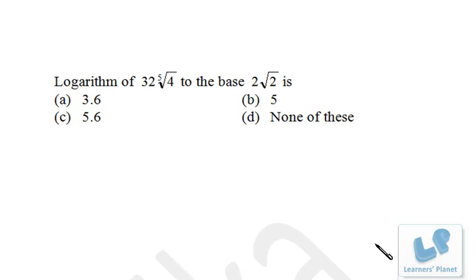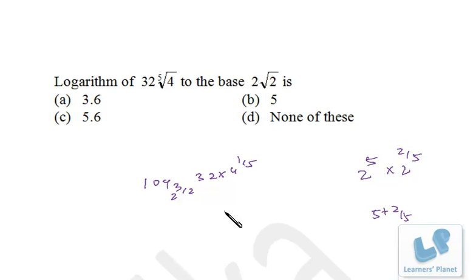Now in this question we have to find out the logarithm of this to the base this. That means log of, this is 2 raised to 3 by 2 and this is 32 into 4 raised to 1 by 5, right? So 32 and 4, both of them can be converted to power of 2, right? So this is actually 2 raised to 5 and this is 2 raised to 2 by 5, right? So precisely it is 5 plus 2 by 5, or we can say 27 by 5, right?